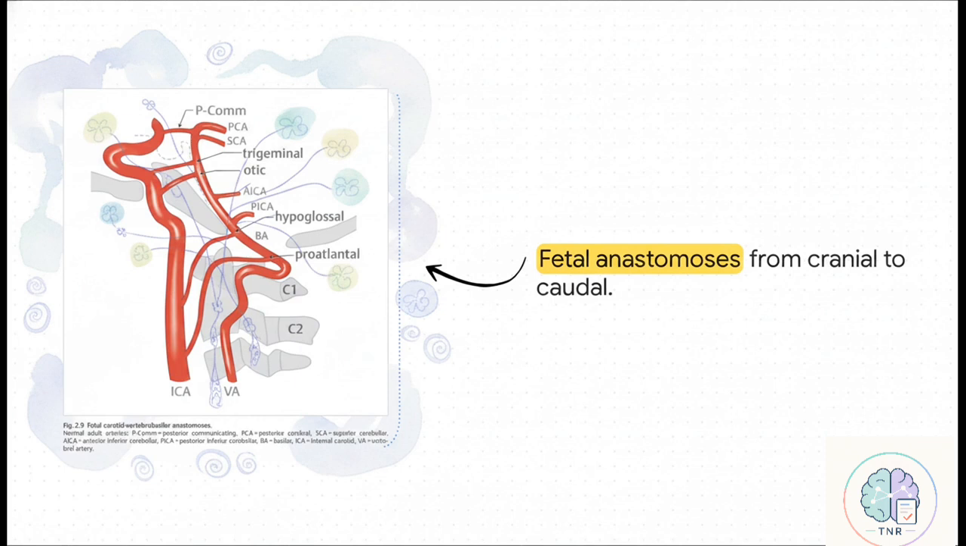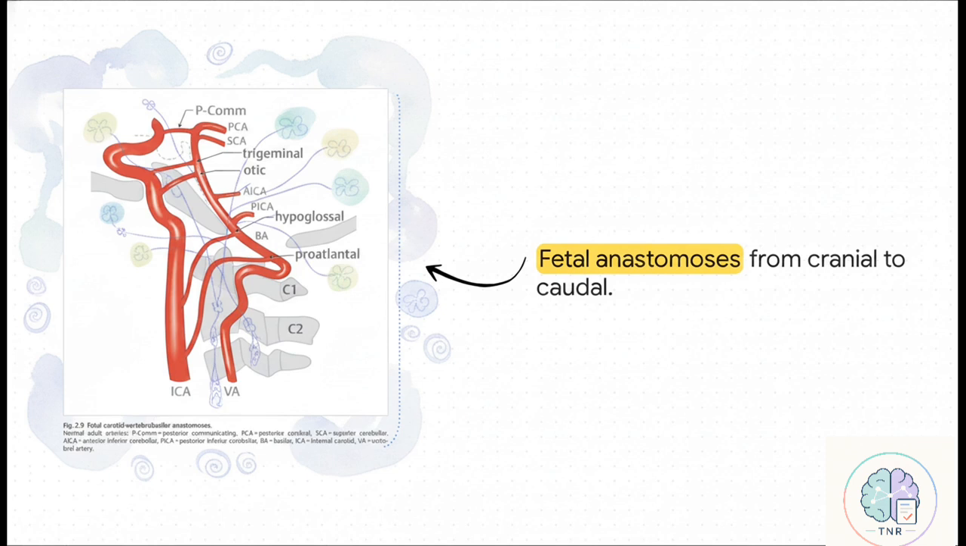Looking at this cranial to caudal map, you can see the internal carotid artery, the ICA, directly connecting to the vertebrobasilar system via these persistent pathways. Notice from top to bottom there's the normal PCOM, then the trigeminal, otic, hypoglossal, and proatlantal arteries bridging the gap.